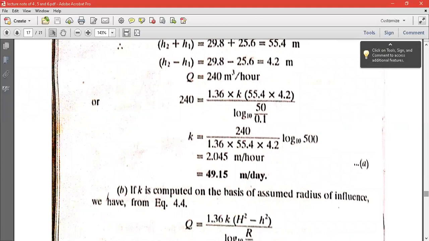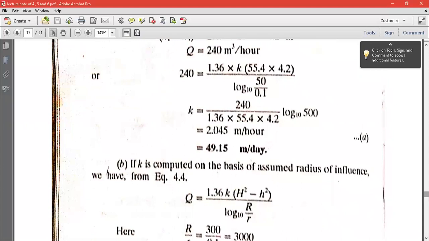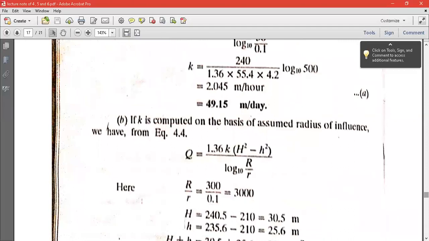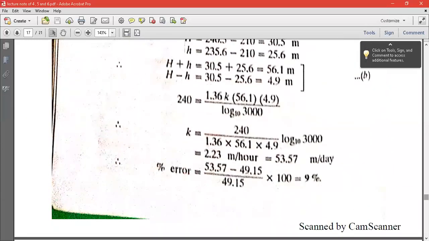Now let us see if K is computed on the basis of an assumed radius of influence, which is given in the question. Suppose instead of the 50 meter observation well, we take an assumed radius of influence, that is R equal to 300. Then what result will I get? In that case, small h will be the same, but capital R I am changing, so I will get a different value of K, because we are calculating with the assumed value of R, which is given in the question. So 53.57 is not the right value, because this is based on the assumed value of R.